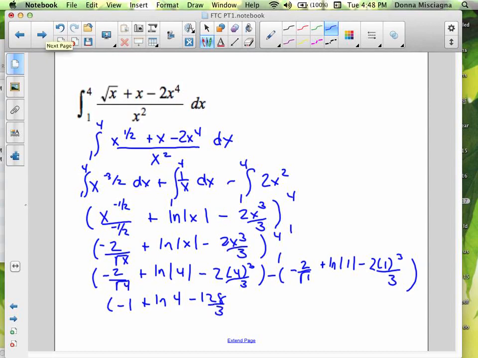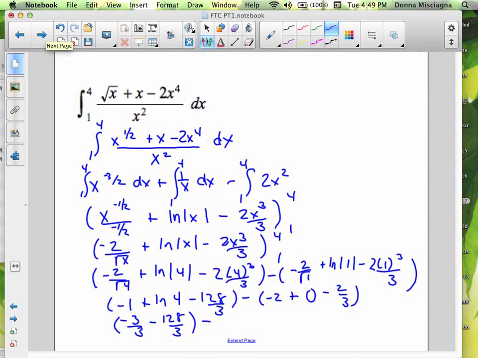Right? So then we've got, subtracting, negative 2 divided by the square root of 1 is going to be negative 2, plus natural log of 1, what would I have to raise e to get 1? That's just going to be 0. And then that's going to be minus 2/3. So let's just make everybody thirds so I can combine it together, with the exception of the natural log of 4, which is just going to stay what it is. So we have negative 3/3 minus 128 thirds, and I'm just going to put plus natural log of 4 at the end.